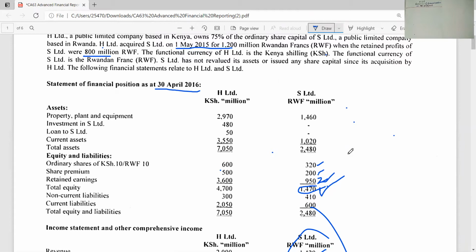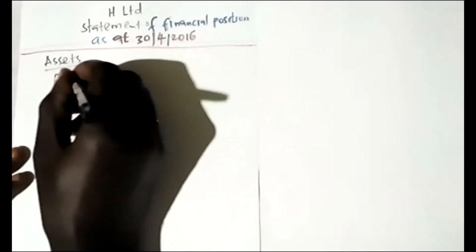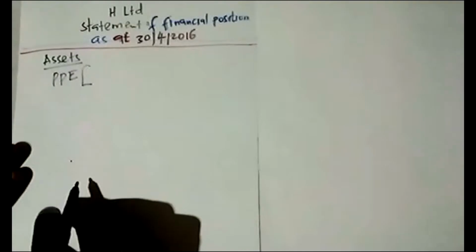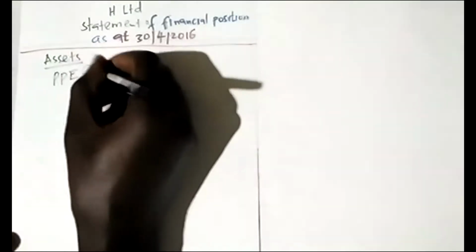You can see we have property, plant, and equipment. We talk about investment as we continue. So let's start with the assets. So I'll be doing the same. So for assets, remember that we have property, plant, and equipment. So for the property, plant, and equipment, remember that the parent is 2970.